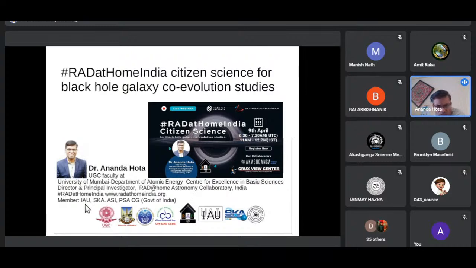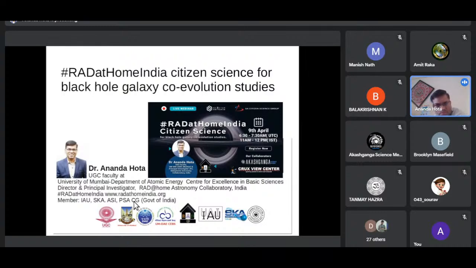I'm a member of various academic institutions, International Astronomical Union, Square Kilometre Array India Consortium, Astronomical Society of India, Principal Scientific Advisor's Consultative Group, etc. These basically give an idea of how many different fronts I am involved in. Not only am I teaching in one institute or working in one institute, but there are many other aspects of every academic setup that you have in the country.